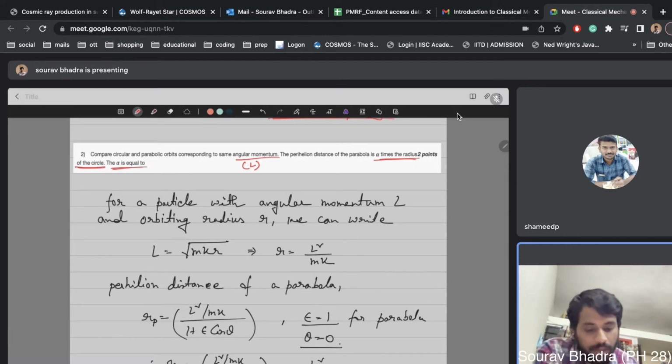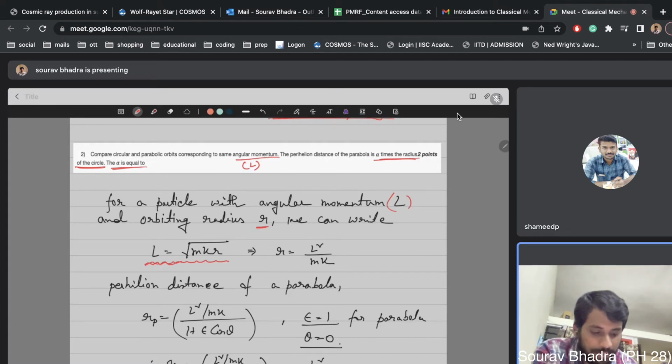So for a particle with angular momentum L and orbiting radius r, we can write L equals m k r, all under a root. This part also I have done in one of my tutorials. Just go to that problem.